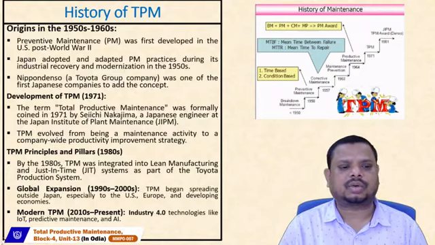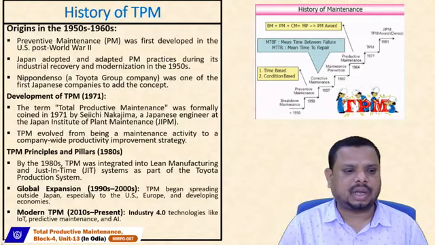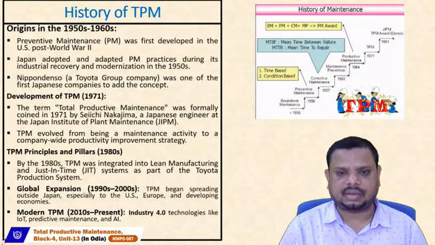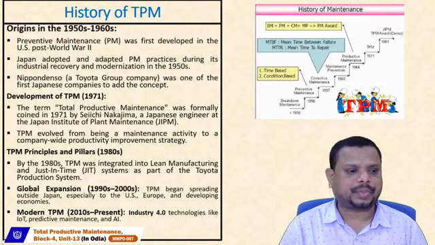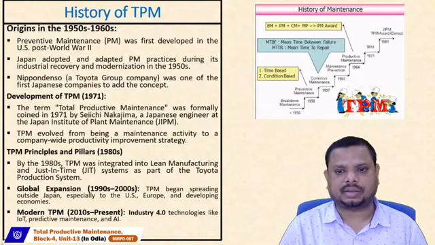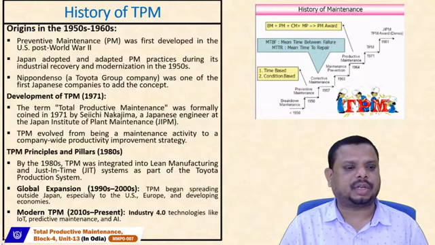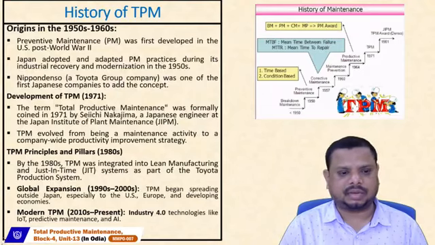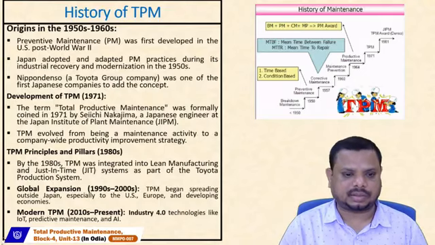The next stage is the development of total productive maintenance. In 1971, the term total productive maintenance was formally coined by Seiichi Nakajima, a Japanese engineer at the Japan Institute of Plant Maintenance, shortly known as JIPM. TPM evolved from being a maintenance activity to a company-wide productivity improvement strategy. Initially they implemented this concept for maintenance activities, but by 1971 it was considered a productivity improvement strategy.